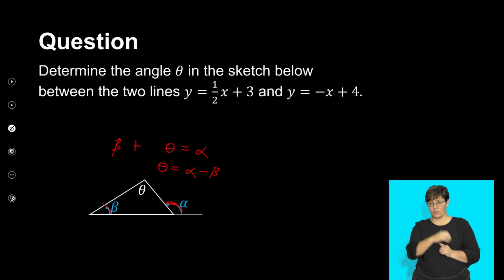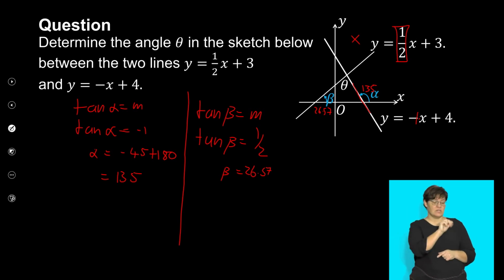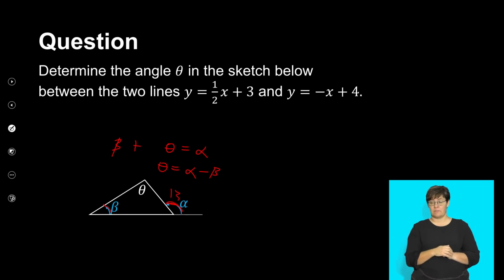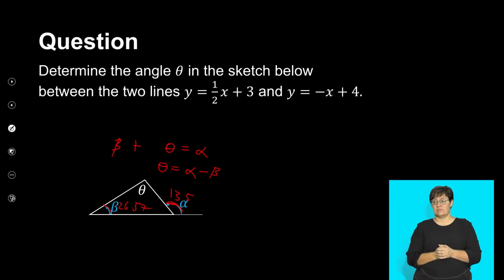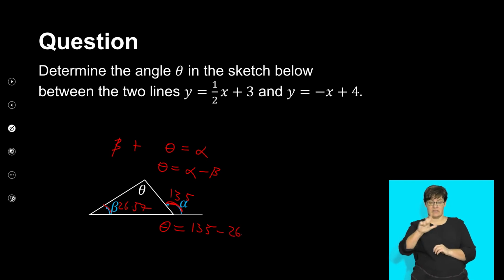And what did we decide? Let me write my two angles in there: this is 135 and this is 26,57. Because theta is inside the triangle and beta is inside the triangle, I can say the two interior angles sum to the exterior angle of my triangle. That's exactly what we're going to do here. We've simplified this already, but theta is equal to 135 minus 26,57. I'm going to do that on my calculator to make sure that I get this right.